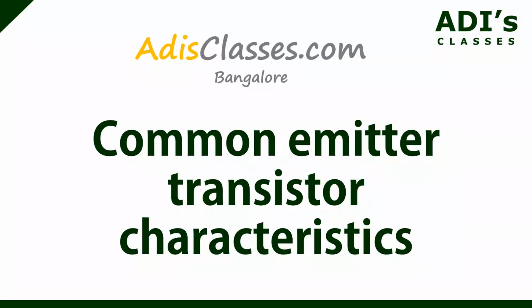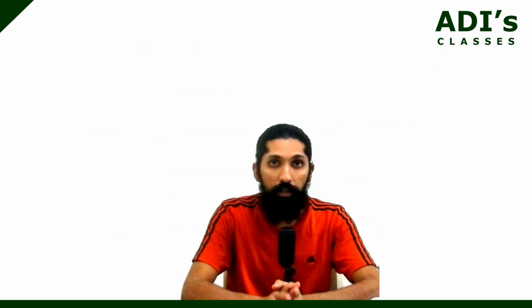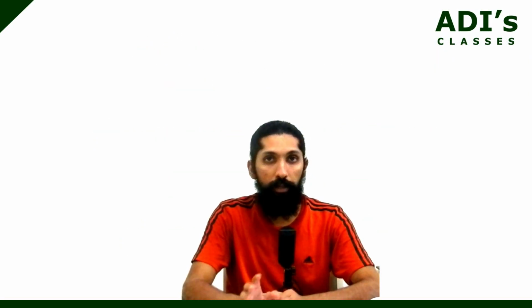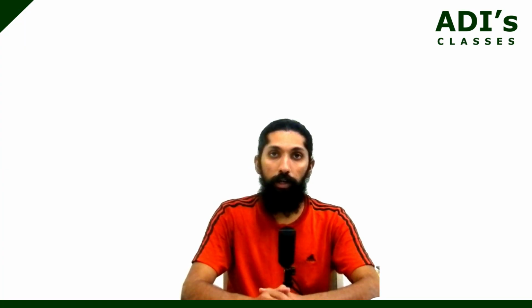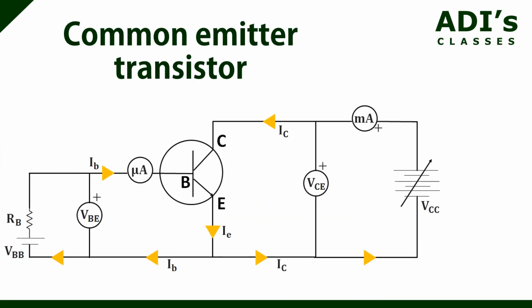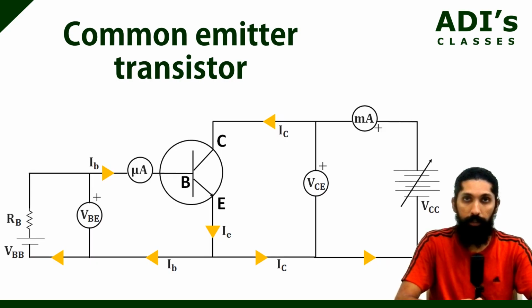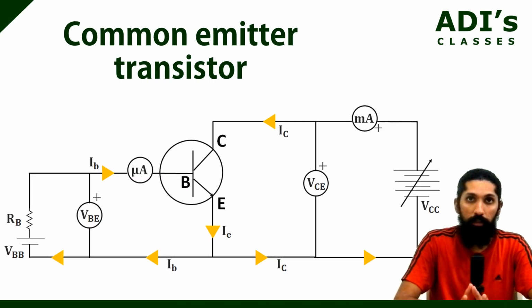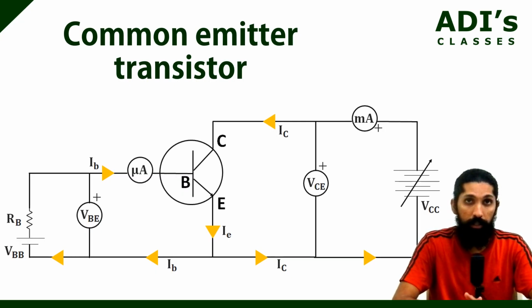Let's understand what is a common emitter characteristic for an NPN transistor. Alright, now look at this particular circuit. First, let's try to understand the circuit. You have a transistor, correct? And next to the transistor, if you look at the emitter and base, okay, emitter and base.